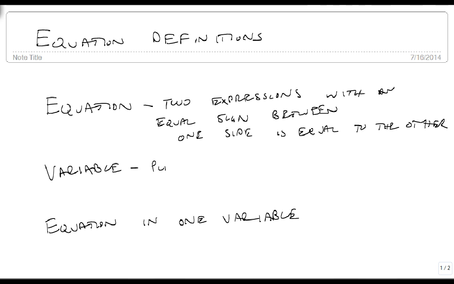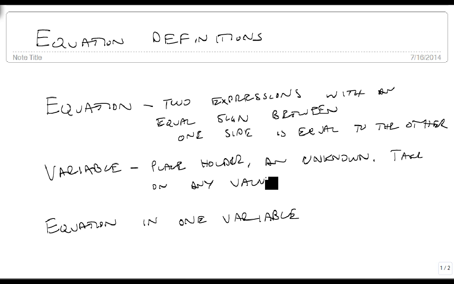A variable is a placeholder, or an unknown. It can take on any value, but when we're talking about an equation, the variable is usually what we're solving for. We want to know the value of the variable that makes the equation true.